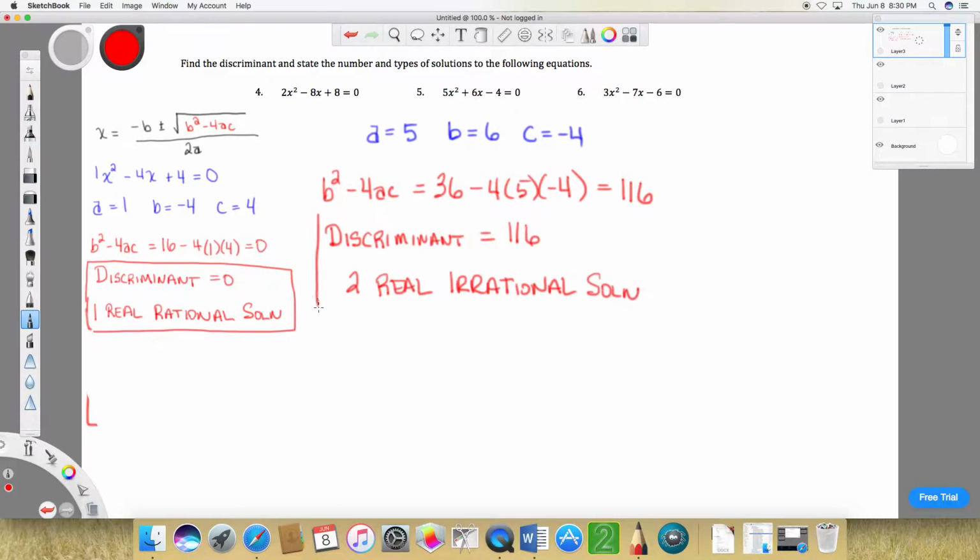So it wanted us to find the discriminant and use the discriminant to describe the solutions. Well, our discriminant was 116. Since that's positive, we know that the solutions were going to be real numbers. Since it's bigger than 0, there was going to be 2 of them. And since the 116 is not a perfect square, the solutions are irrational.